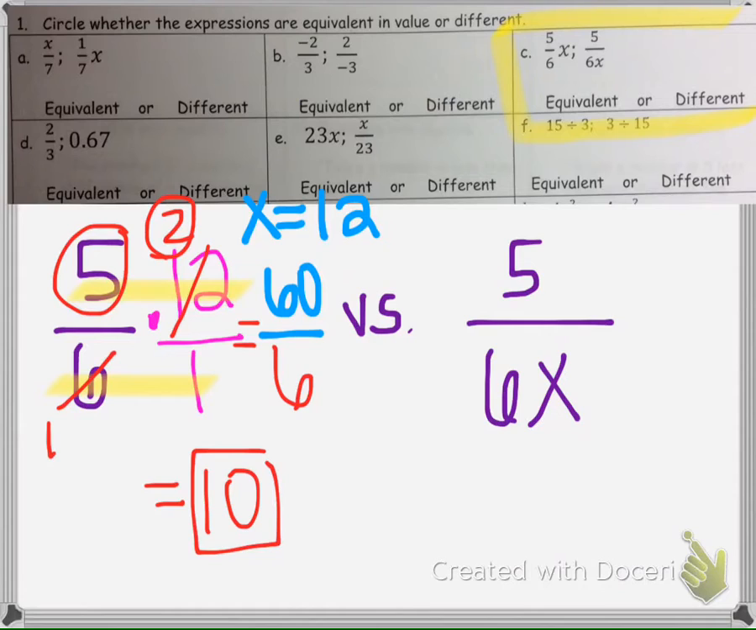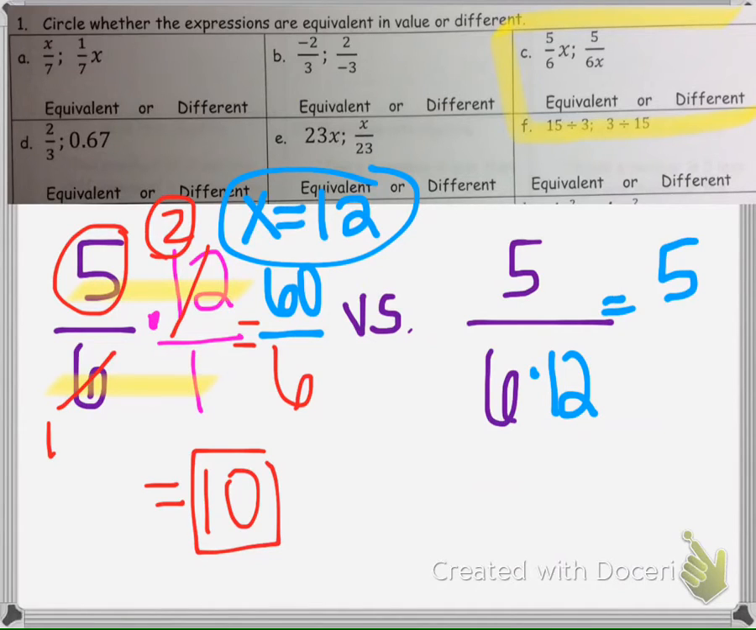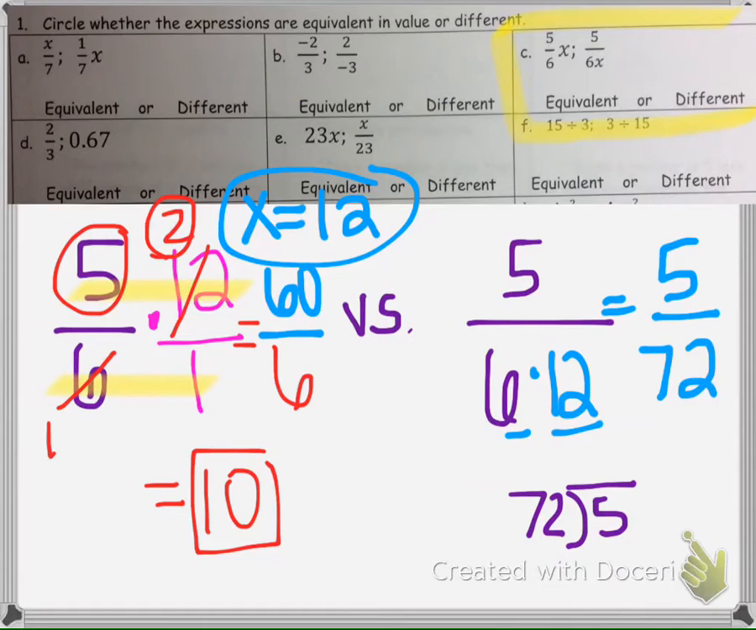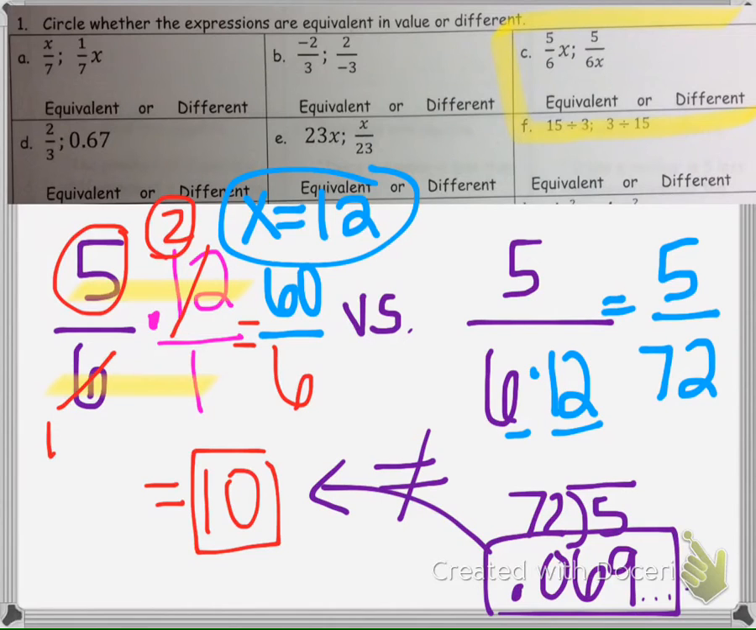Okay, so now I'm going to take out the x over here and replace it with that x value, which was 12. And then we'd have 5 divided by 72, because 6 times 12 is 72. So clearly, if we have 5 divided by 72, that is not 10. If we put it in our calculator and divide it, we would get 0.069, etc., which is definitely not 10. So these two are different. They're not equal.